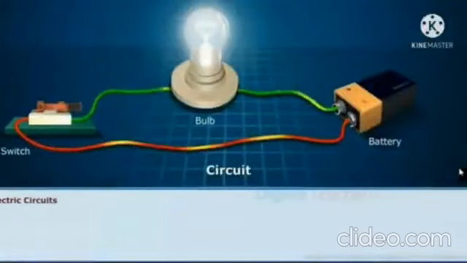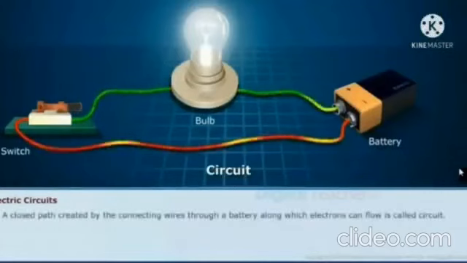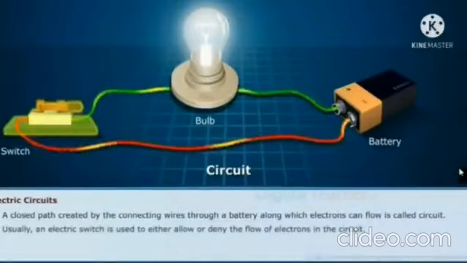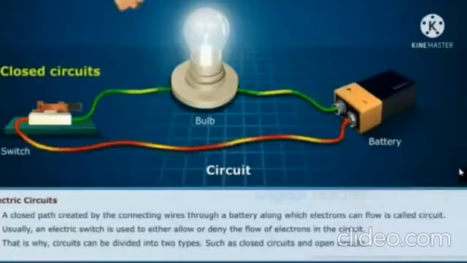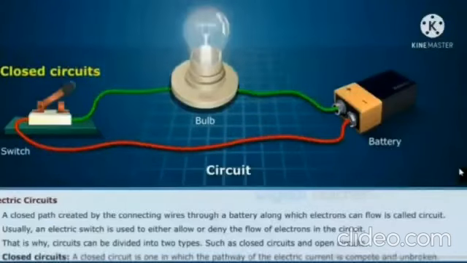Now we learn electric circuits. A closed path created by connecting wires through a battery, along which electrons can flow, is called a circuit. Usually an electric switch is used to either allow or deny the flow of electrons in the circuit. That is why circuits can be divided into two types: closed circuits and open circuits.